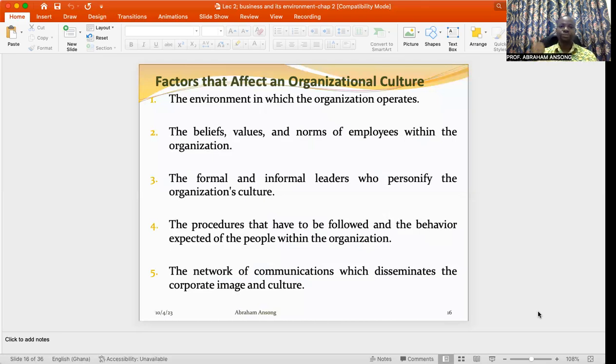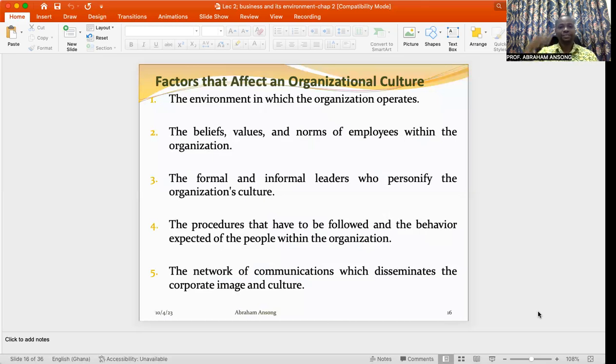So the beliefs, values, and norms of employees, their personal beliefs and values and norms, can influence the culture of the organization. Then the formal and informal leaders who personify the organization's culture. So that is also key.